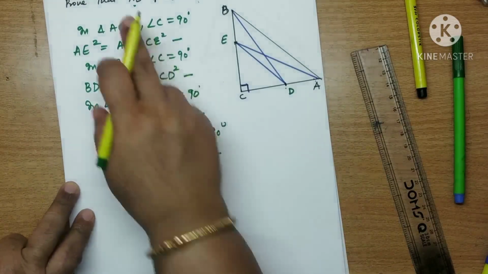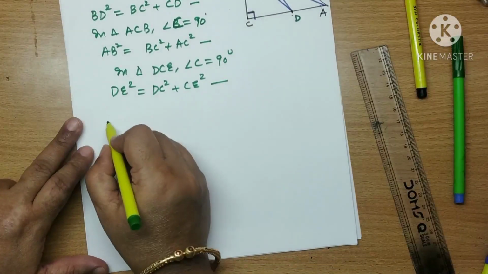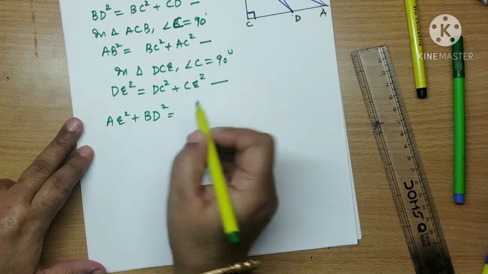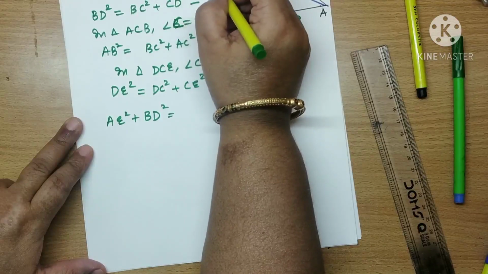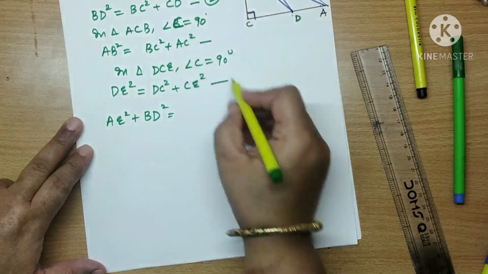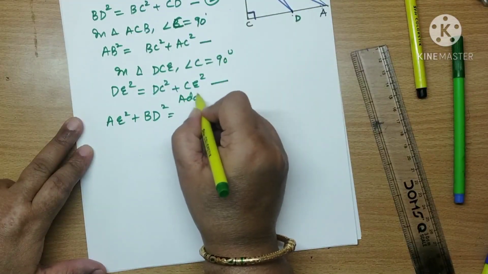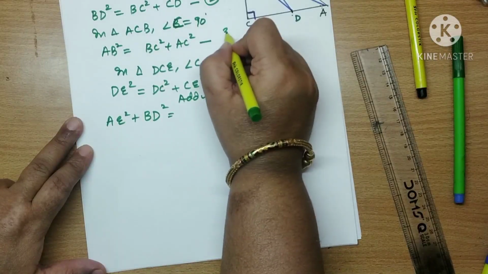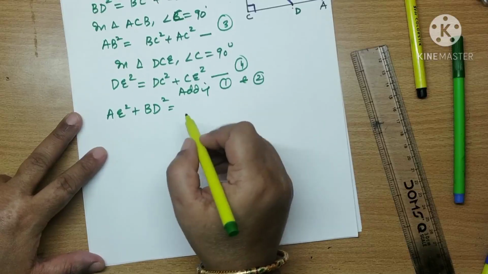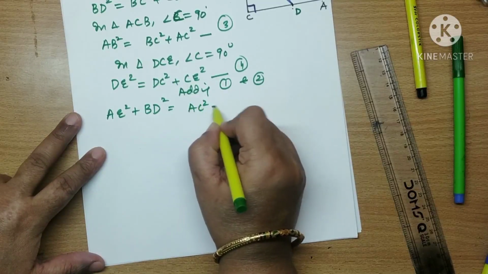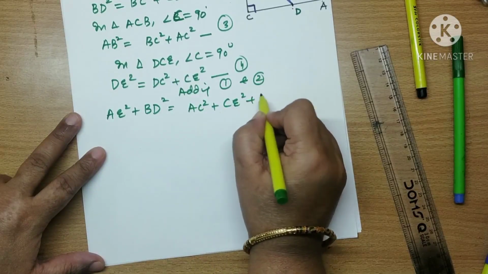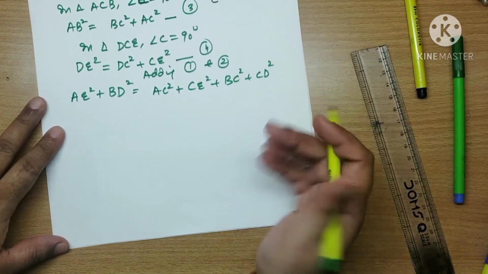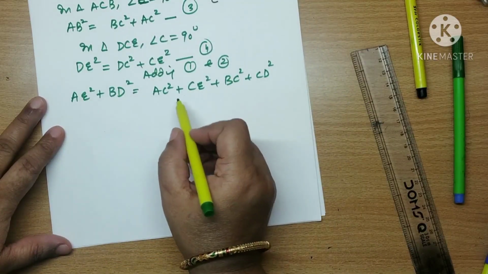Now we need to add AE and BD. Let us add AE square plus BD square. This is 1, this is 2. Adding 1 and 2. This is 4, this is 3. What do I get? If I add 1 and 2, I get AC square plus CE square plus BC square plus CD square. See, can we club them together?